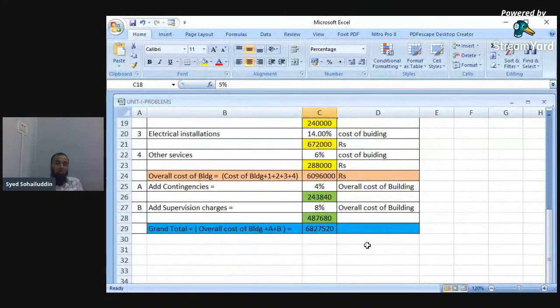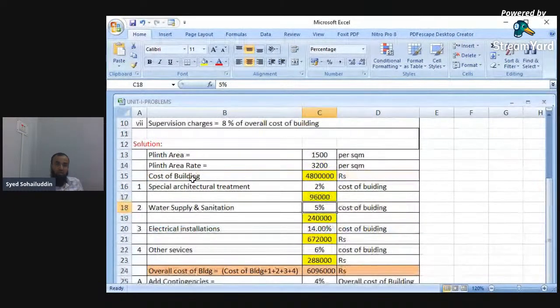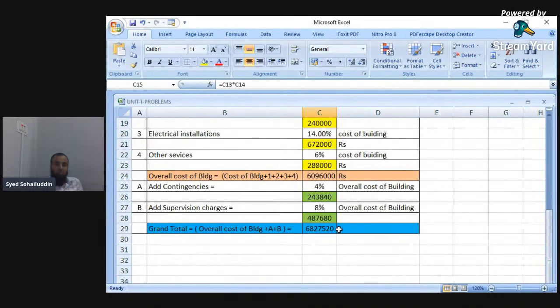Next is overall cost. Overall cost is nothing but the plinth area cost, that is cost of building, plus these items. This yellow is nothing but the total, overall cost of the building. So this 48 lakhs, next is 96,000, next is 2 lakhs 40,000 and 6 lakhs 72,000, and 2 lakhs 88,000. So this addition gives the overall cost of building as 6 crores and 96,000. Okay. So now additional, that is contingencies, as I have already said, it is 4% of overall cost of building.